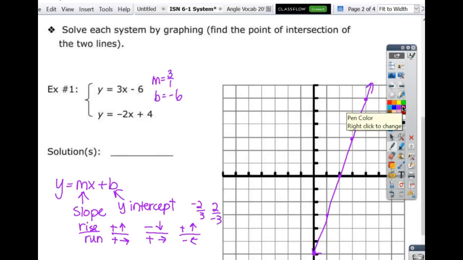If I do the second one, the slope is -2 over 1, and the y-intercept is 4. So 1, 2, 3, 4. From the 4, I'm going to count down 2 over 1. And this is the point where they cross right here. So this is the solution. It's (2, 0).